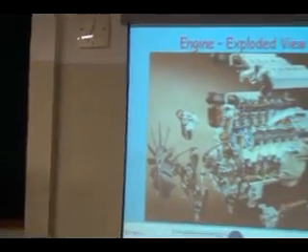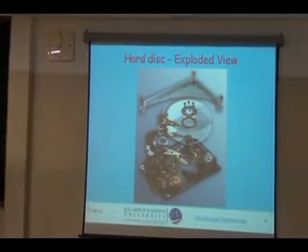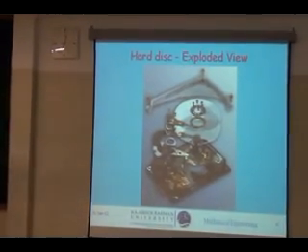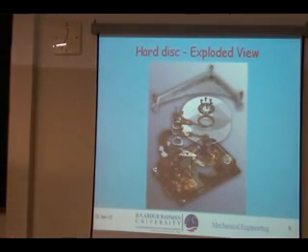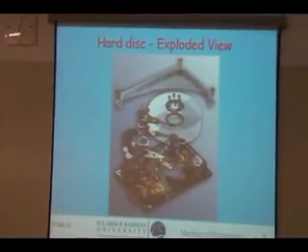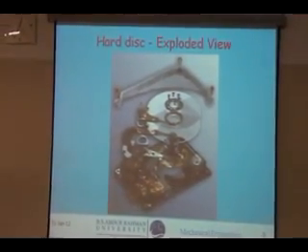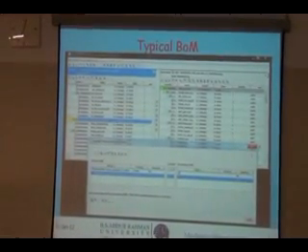Okay, this is an exploded view of an engine. Next slide, please. This is an exploded view of a hard disk. These products I didn't give you. You should thank me. I had all these ideas, but still I didn't give you. Okay. So this is a hard disk exploded view. Next.